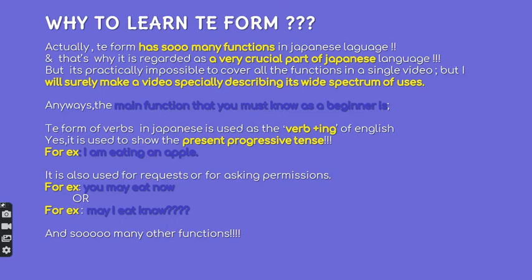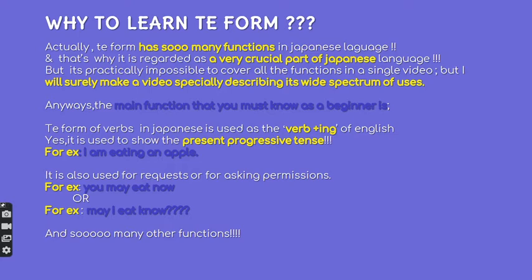For example, I am eating an apple. In Japanese, when you want to say I am eating an apple, you need to use the te form of the word taberu, which is to eat, okay? I'm just giving you a rough idea. We are going to clear all these concepts, don't worry. It is also used for requests and asking permission, like, may I eat now? And like, yes, you may eat, and all that. And no, you may not eat. So if you want to prohibit somebody, it also includes the te form.